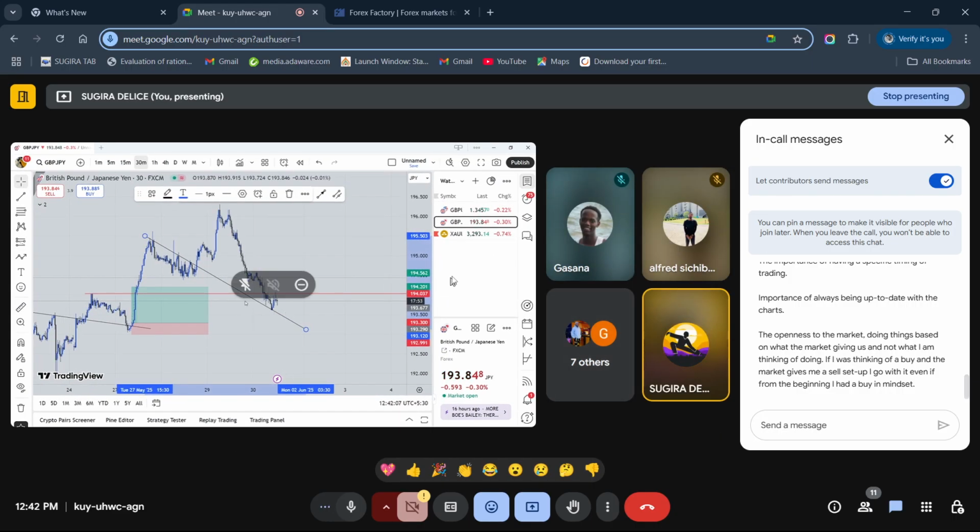If this trade becomes a winning trade, I'll quit Forex. This one. No.